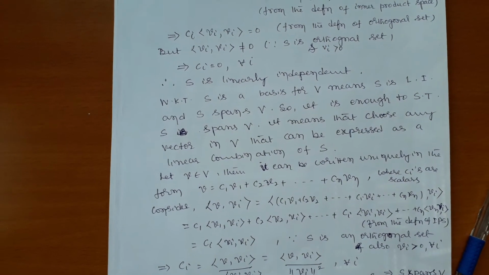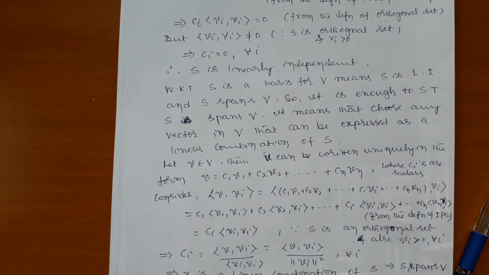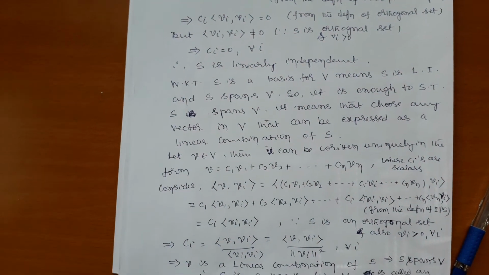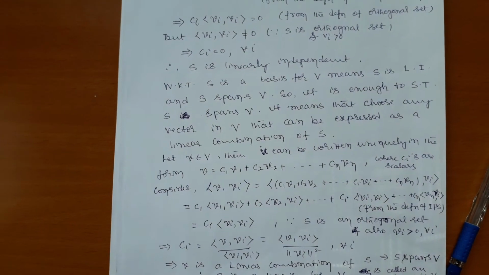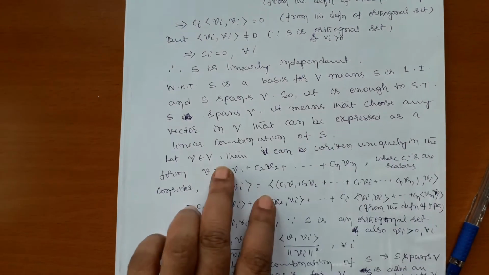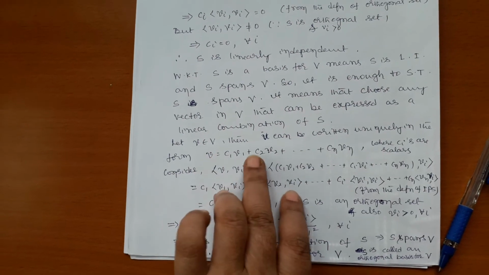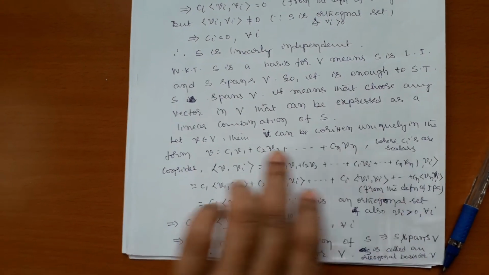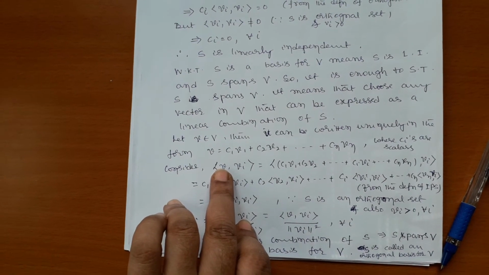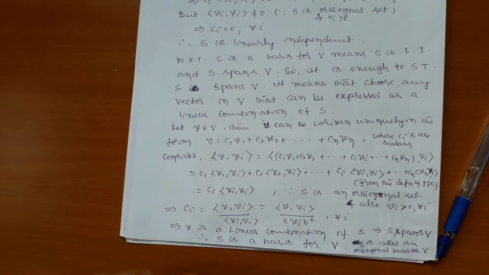Next I have to show that these non-zero vectors of the orthogonal set form a basis for the corresponding inner product space. It is enough to show that S spans V. That means it is enough to show that any vector in V can be expressed as a linear combination of vectors of S. Therefore, now I choose one vector V belonging to V. V can be written as a linear combination of these vectors. Then I consider the inner product of V comma one of the vectors, say Vi, because I want to prove it based on the inner product. And then again I apply the second and third conditions and simplify that.